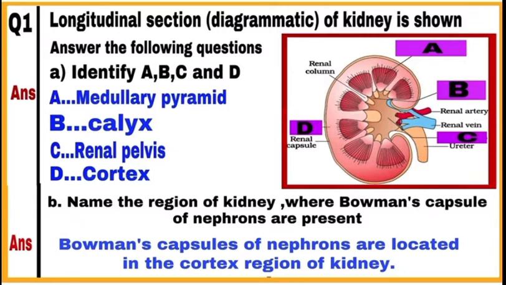Part B, name the region of kidney where Bowman's capsules of nephrons are present. Nephrons are actually functional unit of kidney and Bowman's capsules of nephrons are located in the cortex region of kidney.